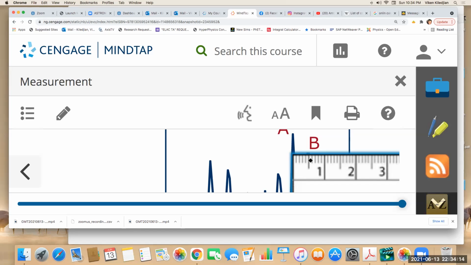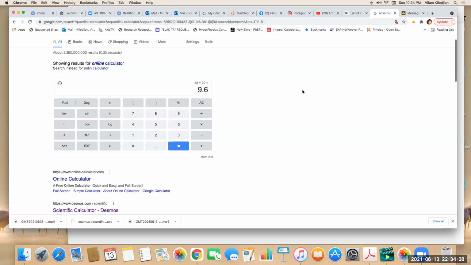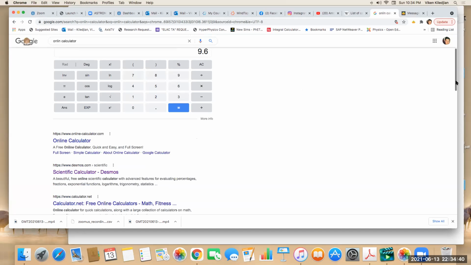1 centimeter was 20 years, right? So what's 0.48 times 20? 9.6 years. So that means the sunspot cycle happens every 9.6 years.